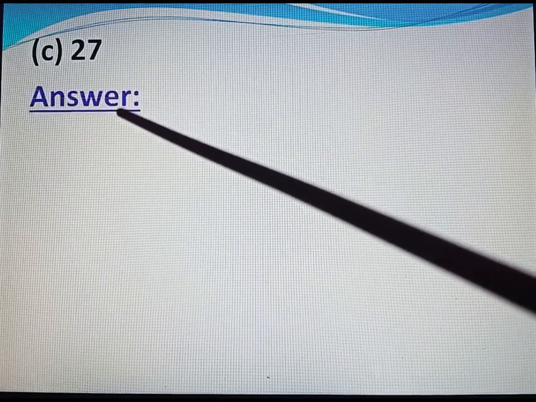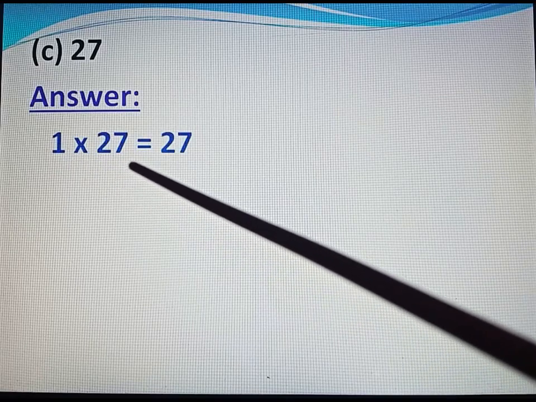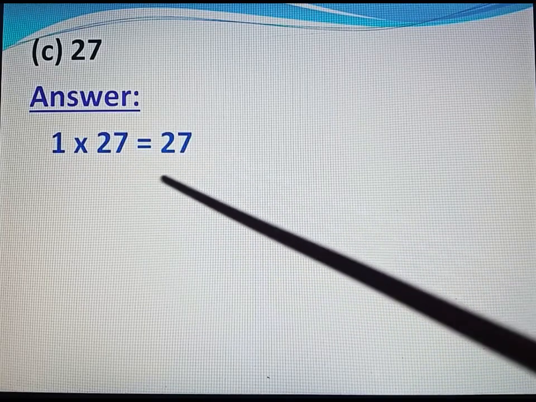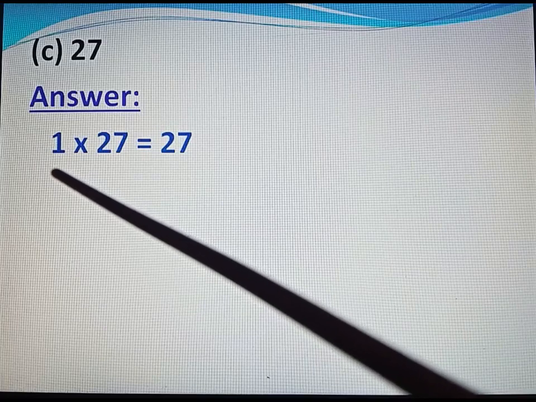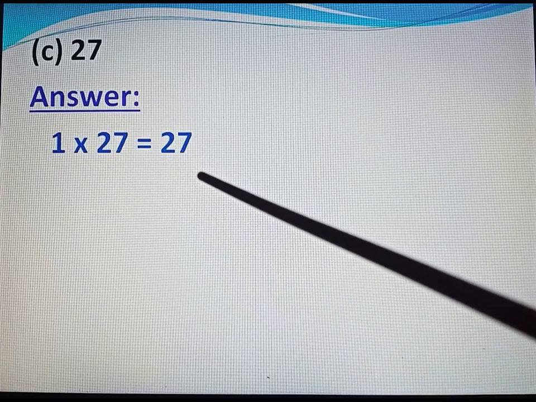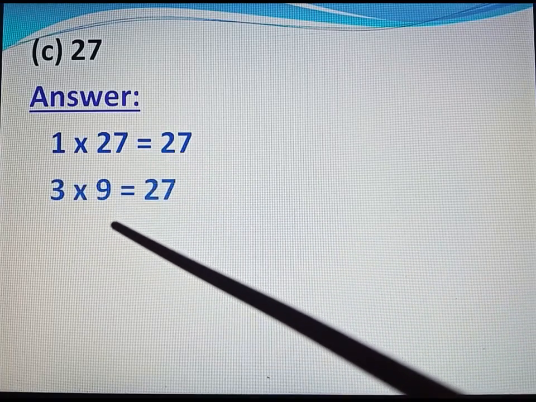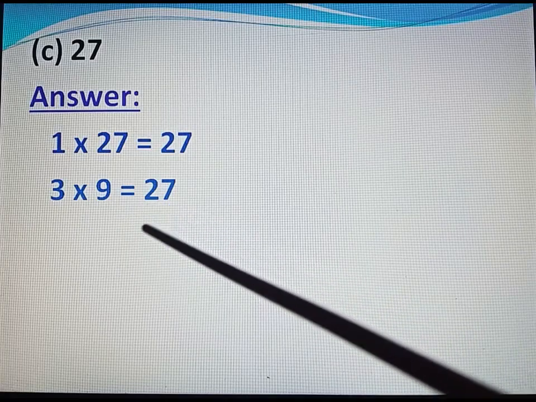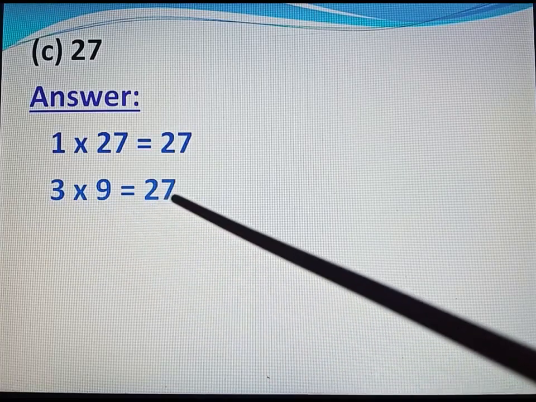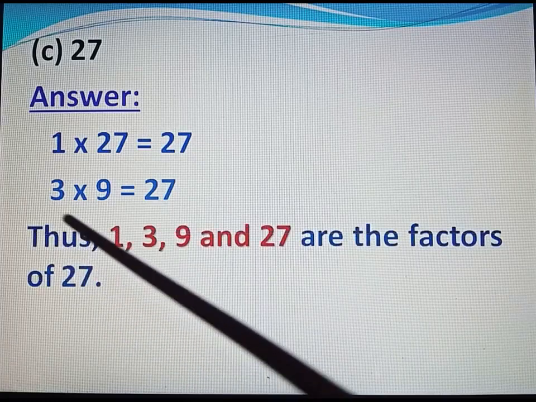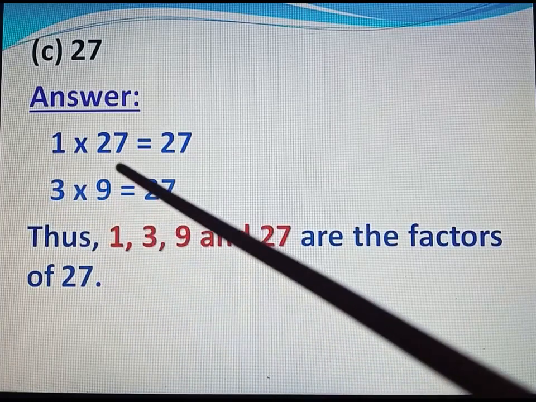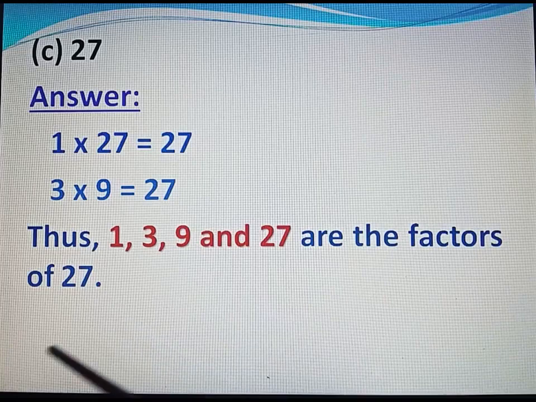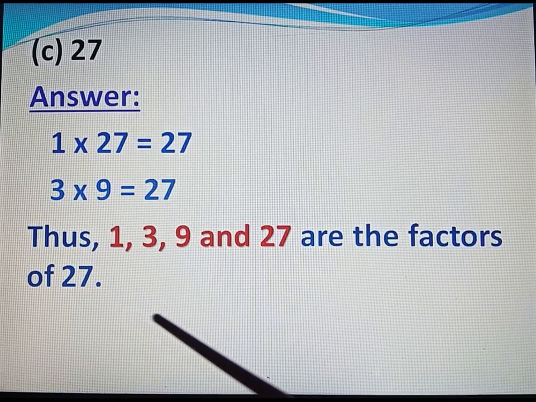Next part, B part, 27. Now we have to find the factors of 27. Answer: 1 multiply 27 equal 27, or 27 multiply 1 equal 27. Next, 3 multiply 9 equal 27, or 9 multiply 3 equal 27. Thus 1, 3, 9 and 27 are the factors of 27.